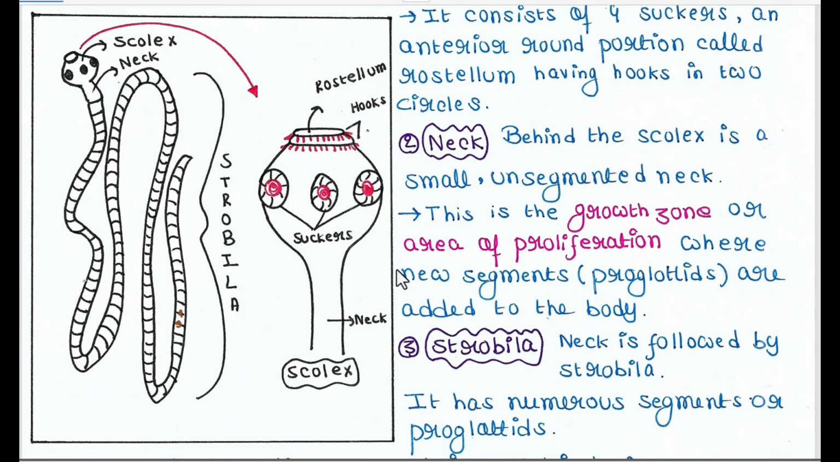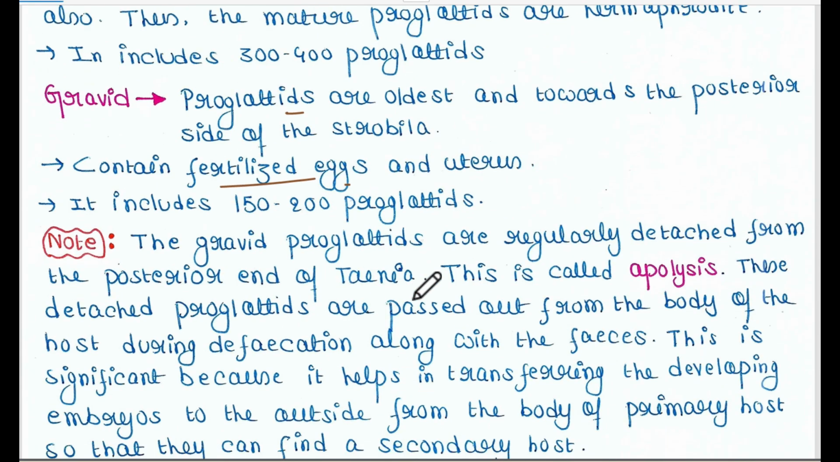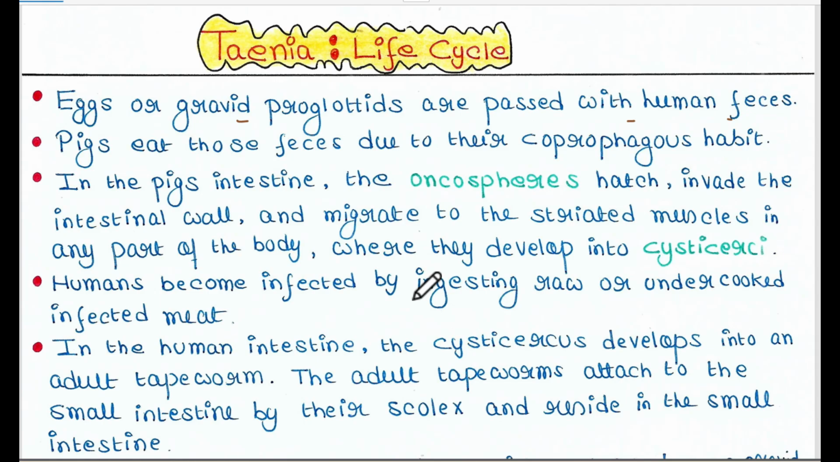Like in these segments, you can call them gravid proglottids, where full of fertilized eggs are present. Okay. Now they are passed with human feces. Now pigs eat those feces due to their coprophagous habit. We know that pigs eat feces, human feces. That's why they eat them. Now in the pig intestine, the oncospheres hatch.